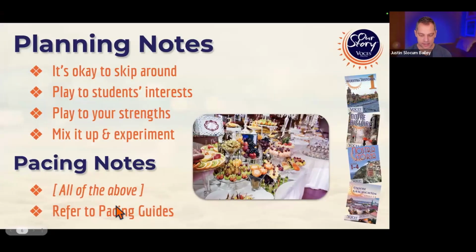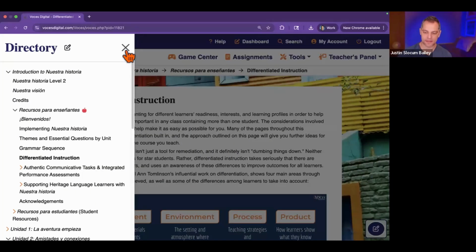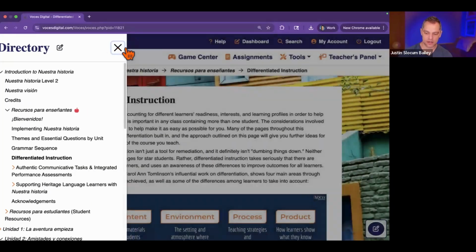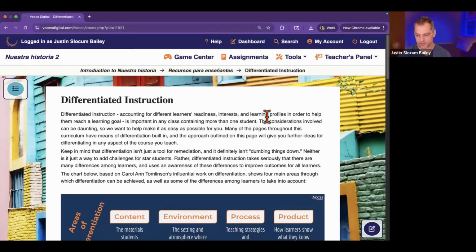So as promised, let me point out some things about pacing guides. That'll be the last thing. And then we can have a couple of minutes for questions.